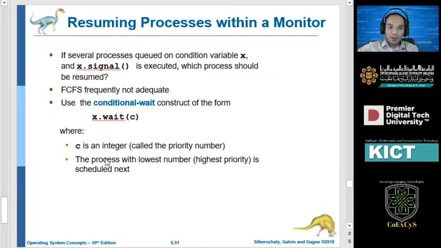And we can use a conditional wait construct, such that x.wait(c), where c is an integer called the priority number. The process with the lowest number is scheduled next. So the lower your number, the higher your priority in this case.